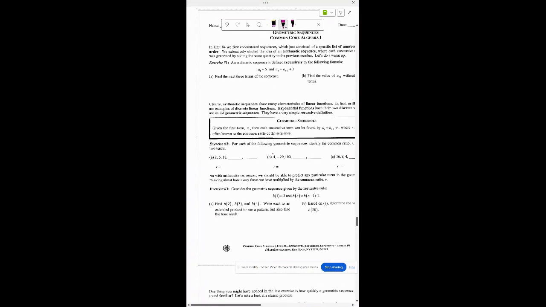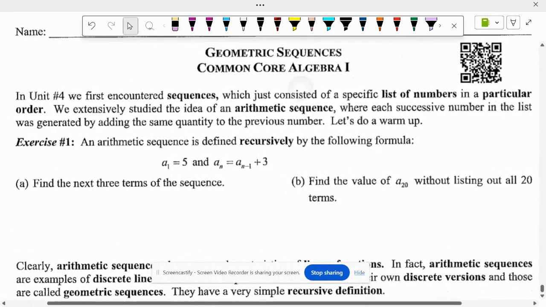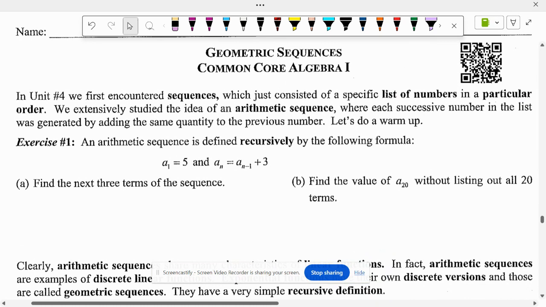Okay. So page 24, we're going to start with geometric sequence. Well, in unit 4, we first encountered a special list of numbers, which we ended up calling an arithmetic sequence.